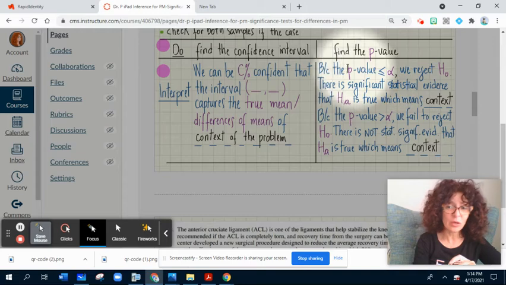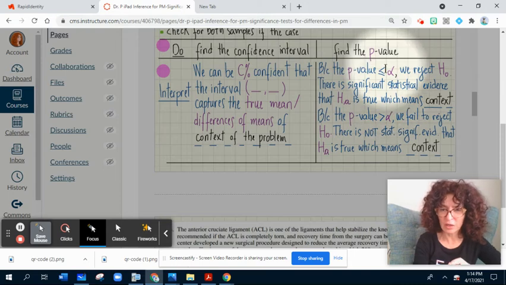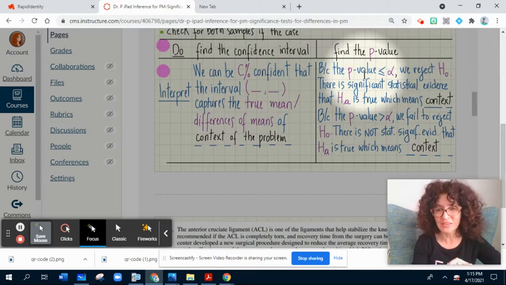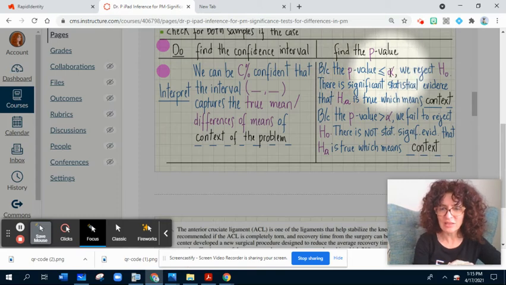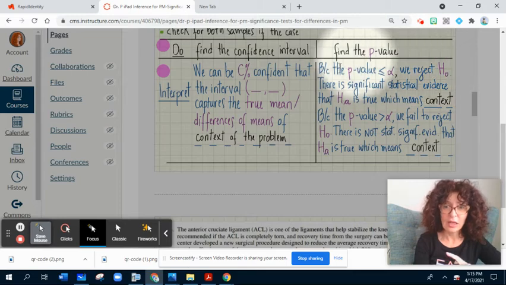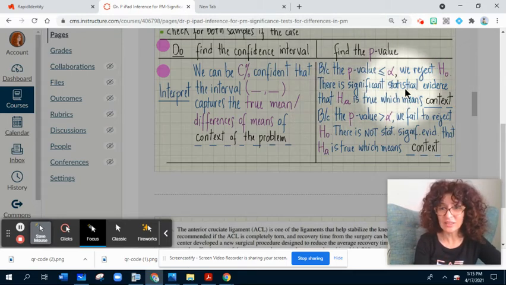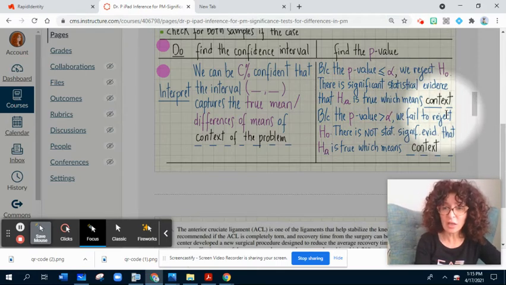So I insist on this because usually students confound when to reject and when not to reject. It's perfectly logical. The p-value is the probability, the chances that the null hypothesis happens, because this is what we are testing, the null hypothesis. If the chances are smaller than the significance level, small chances to happen, we reject the null hypothesis. And that's why we conclude there is significant statistical evidence that the alternative hypothesis is true, which means, and here you should come with the context of the problem.